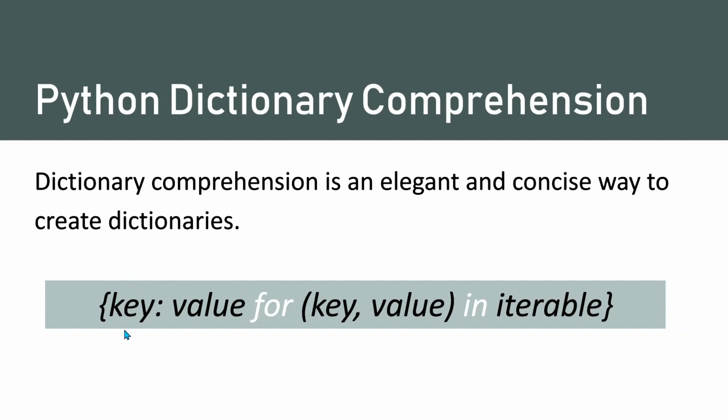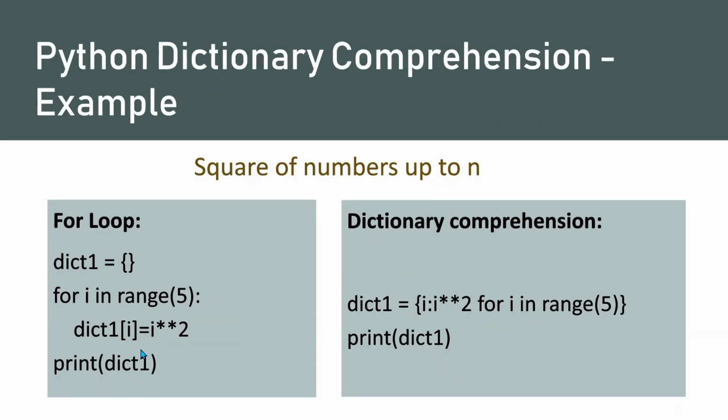In dictionaries we have keys and values, so you can relate to the key value pair to get a clear understanding of the syntax. But do not worry, we'll see an example so that you will have a much better understanding. Now I will give you an example where you want to find the square of numbers up to n. I will show you two different approaches: one using a traditional for loop and another using dictionary comprehension.